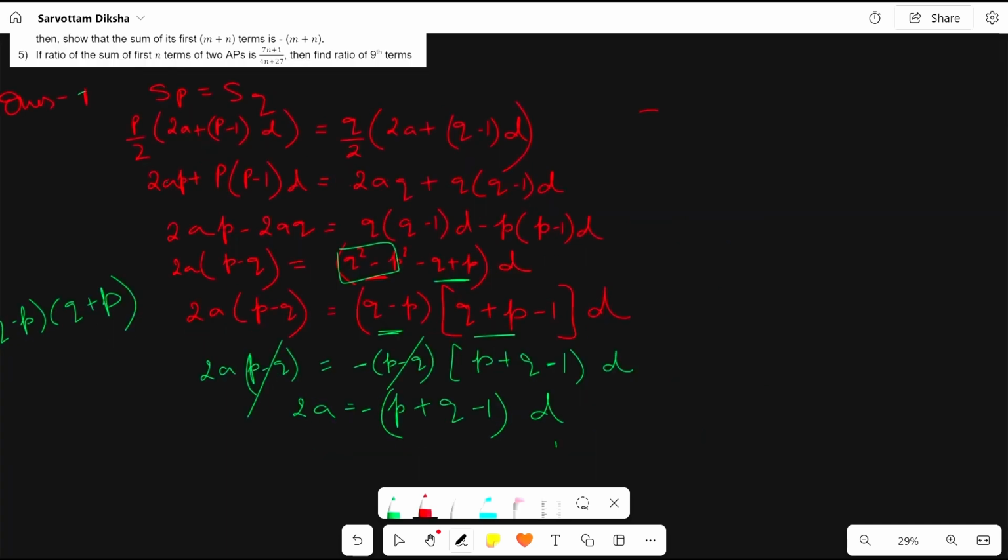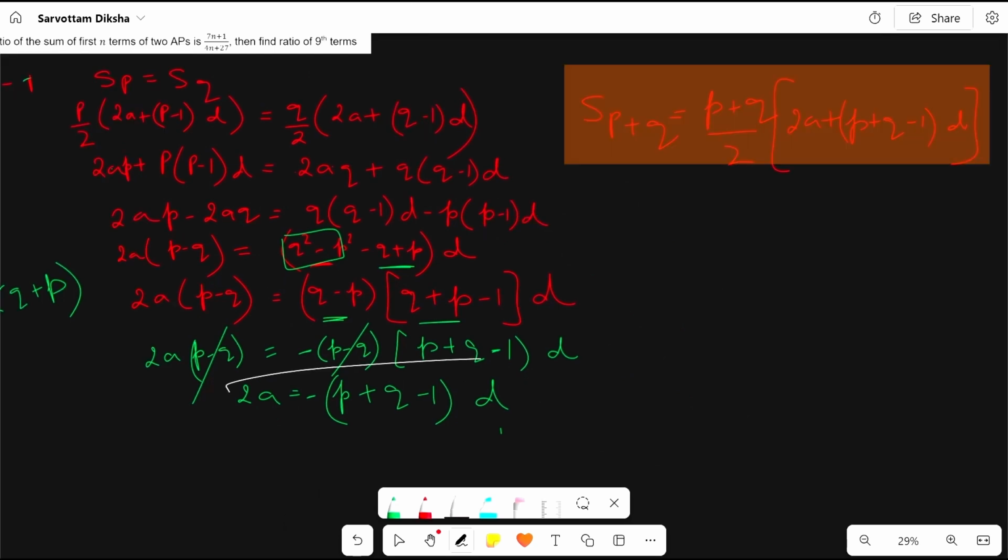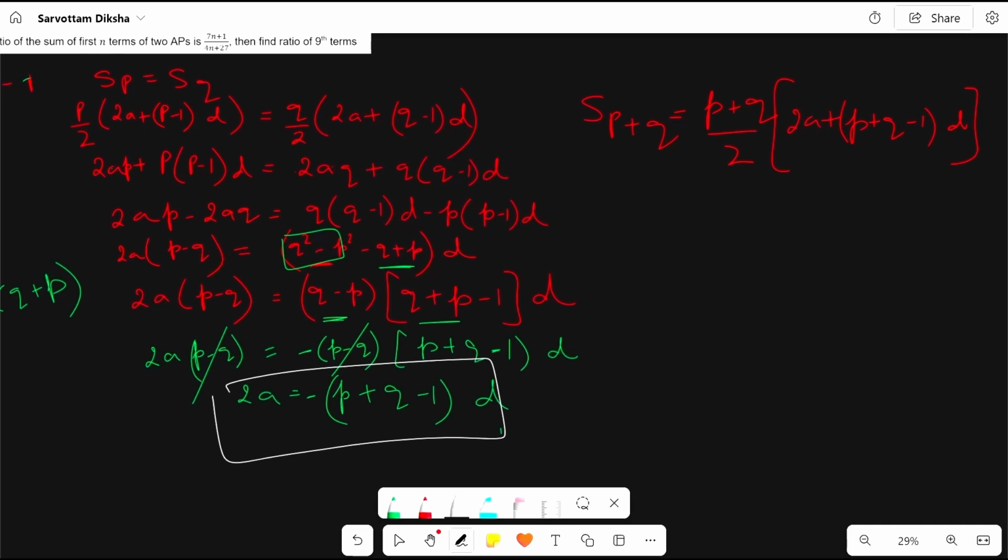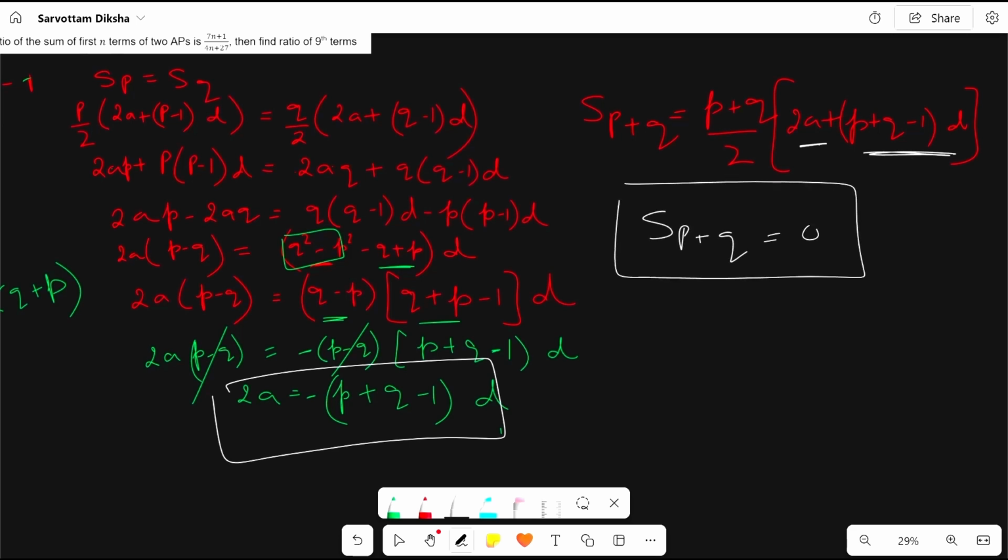I have to find what? I have to find S(p+q). From this equation, I know 2a is nothing but negative of p plus q minus 1 d. So yes, S(p+q) is 0, and this is what I was supposed to prove.